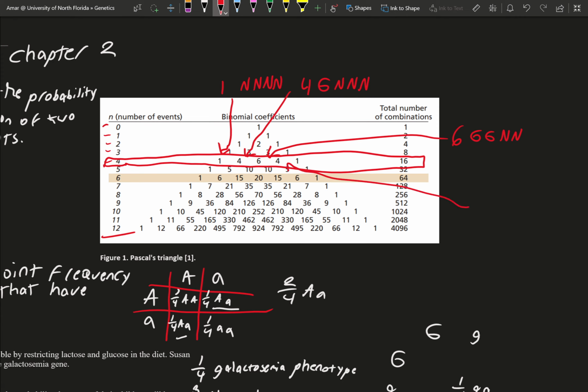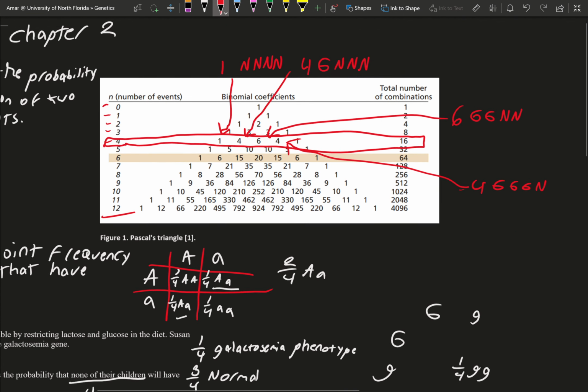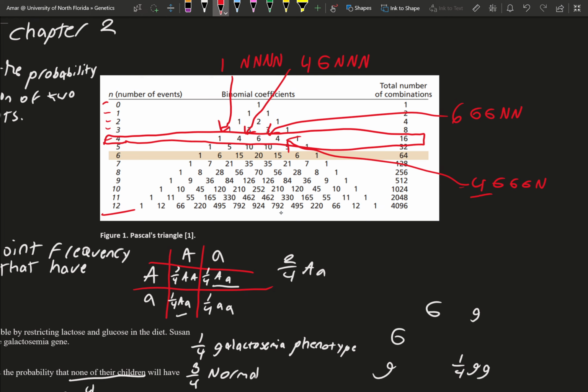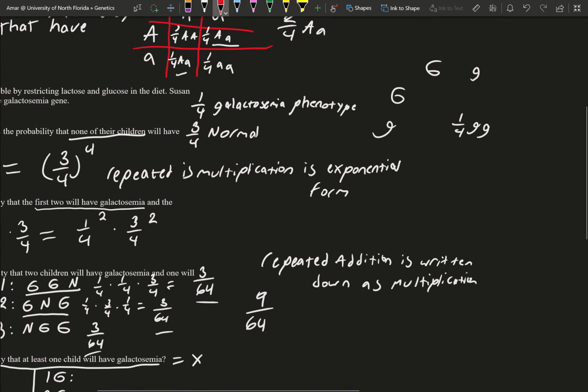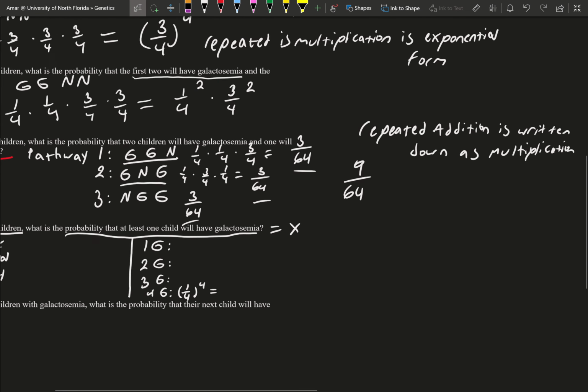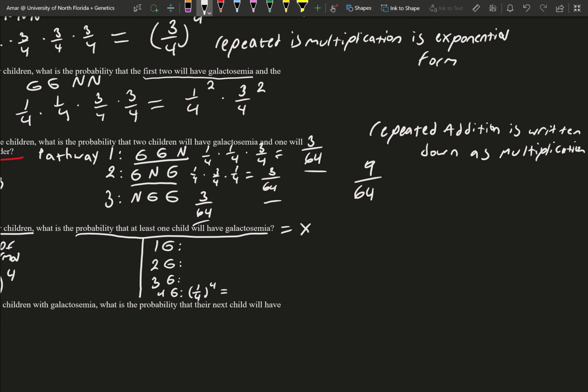The 4 over here means that you would have 3 galactosemic and then 1 normal. And then the one at the end means that you have all galactosemic children. Okay? So we're going to use this as our indicator of how many different possible alternative pathways give us the specific outcome that we're looking for. Okay? So like I said, this one is 4, this one is 6, and this one is 4.